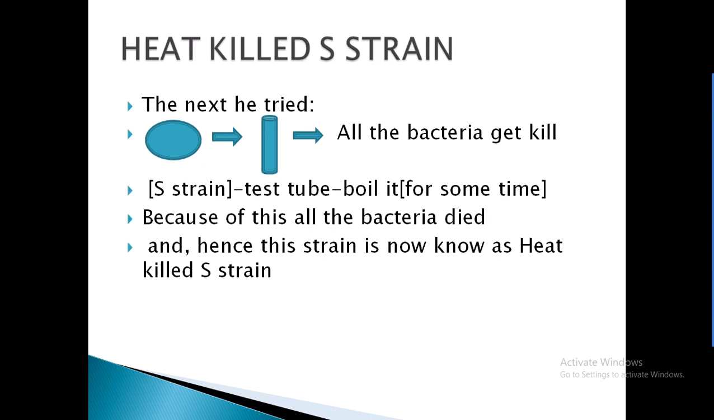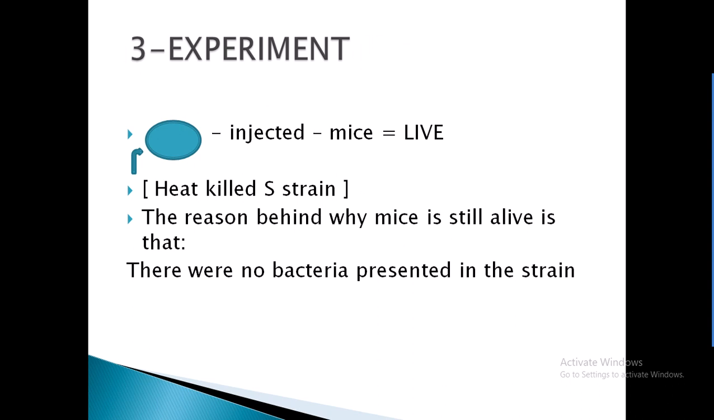Now Griffith took the S strain inside a test tube and boiled it for some period of time, because of which all the bacteria get destroyed inside the test tube. So we can call this strain heat-killed S strain. In the third experiment, he injected heat-killed S strain into the mice. We can also think of what exactly must have happened, as all the bacteria were destroyed. So nothing happened to the mice and they just simply survived.